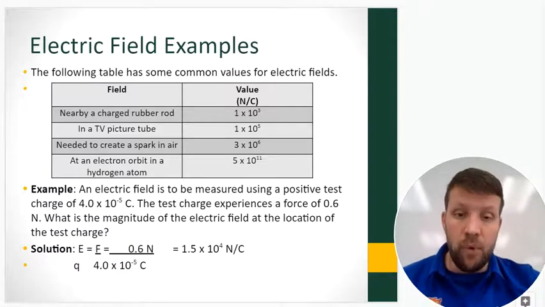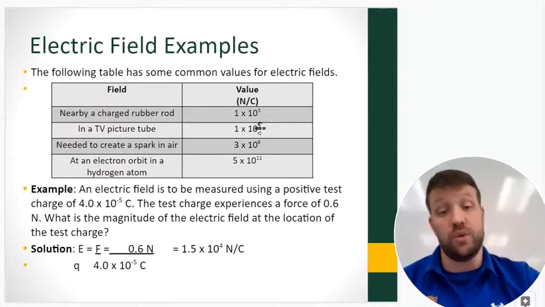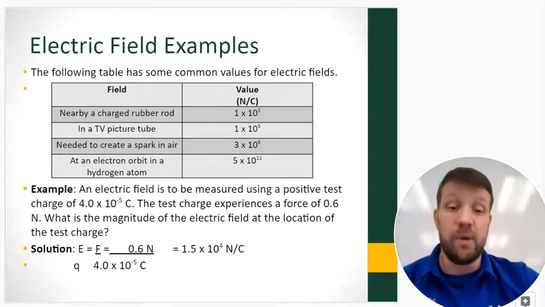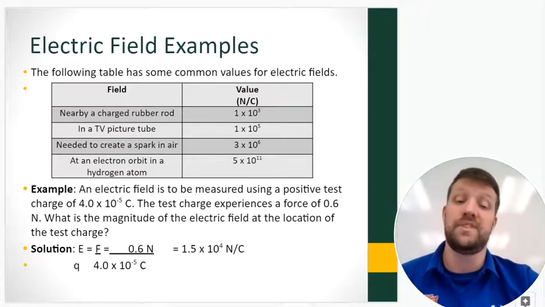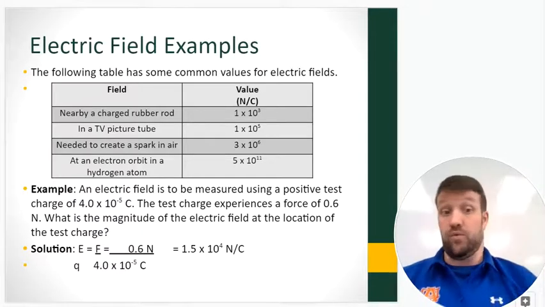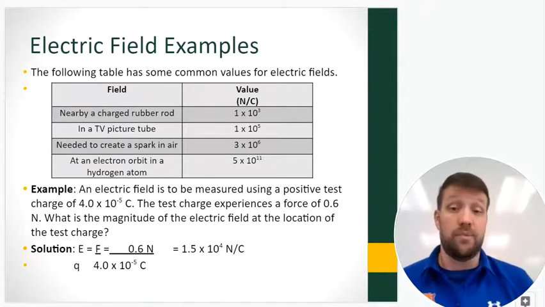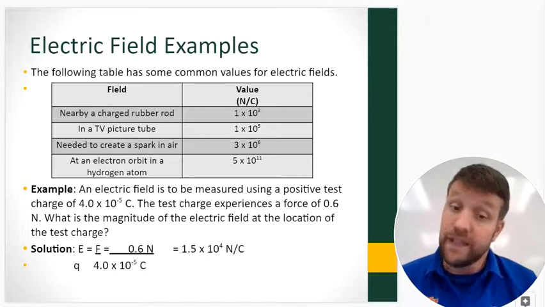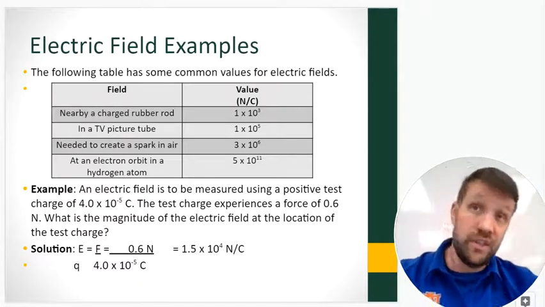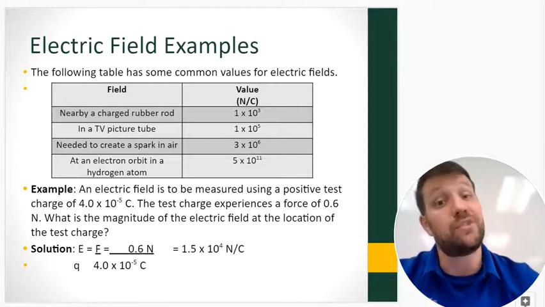To show you a little bit more, that's not quite enough to make a spark in the air, like if you were to touch a doorknob. To make a spark in the air, it's going to be about 3 times 10 to the 6th newtons per coulomb. And then you get down here, an electron orbiting in a hydrogen atom has a really high electric field there. And that's really good, because if atoms started falling apart, we'd have some big problems, right? It's a good thing that electrons aren't falling off atoms, because you wouldn't be able to watch this anyway.